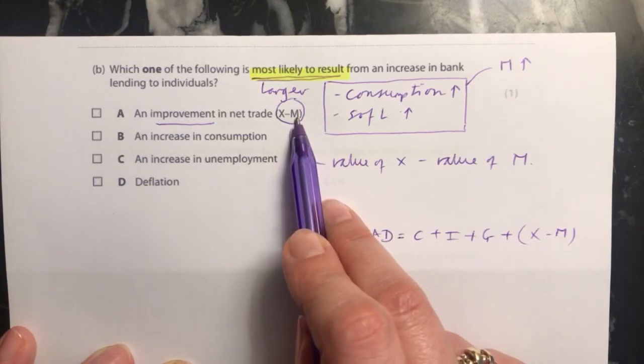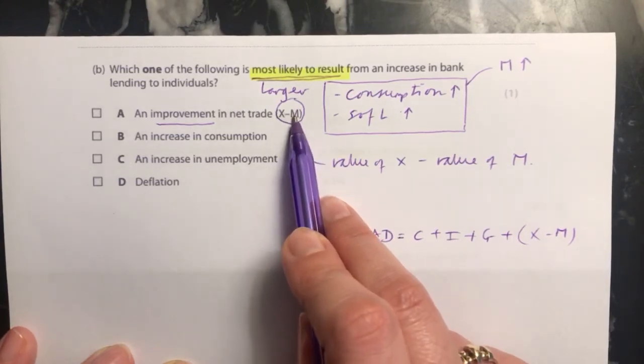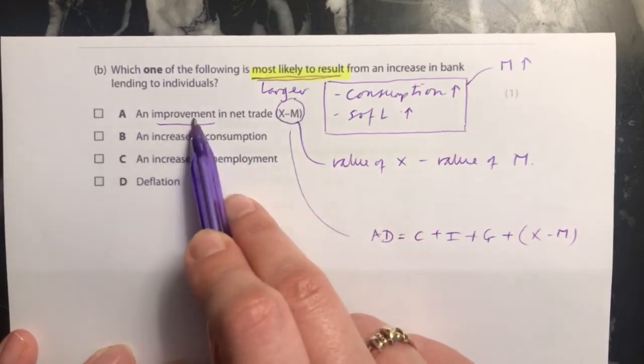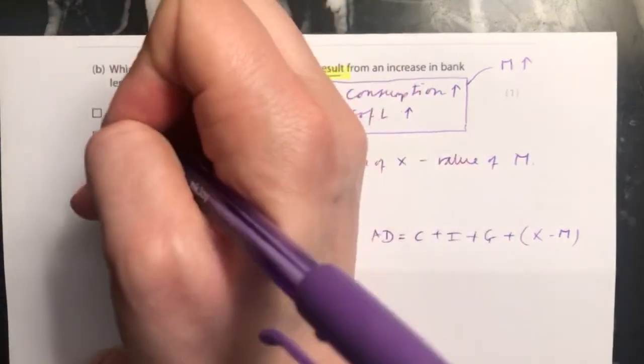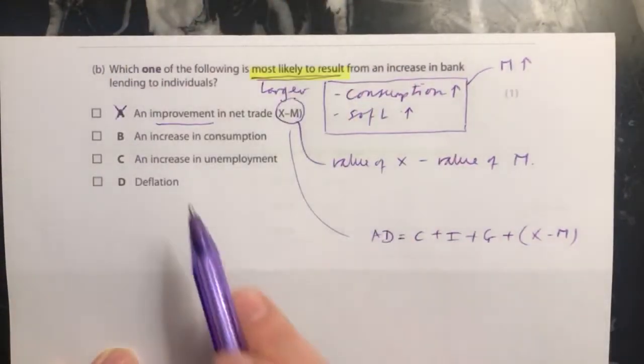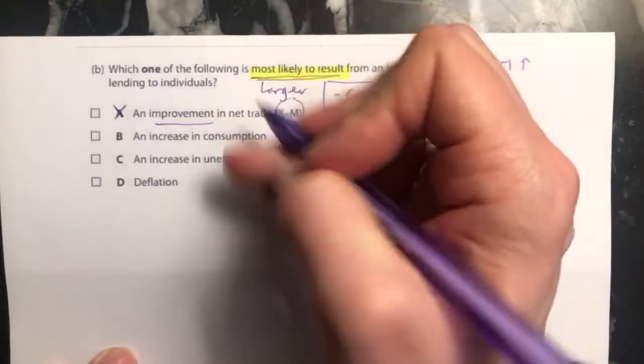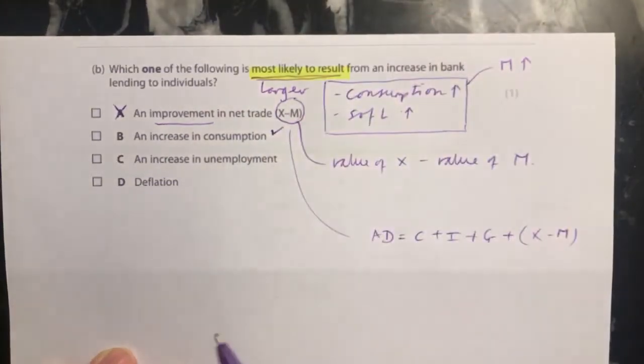If this number goes up, you're taking away a bigger number if this number is larger, and therefore the overall number will be smaller. It won't be larger, there won't be an improvement, it will actually get worse. So that's not the right answer. The second one, an increase in consumption. It sounds as if this is right. We've already established that, but let's check the other two.